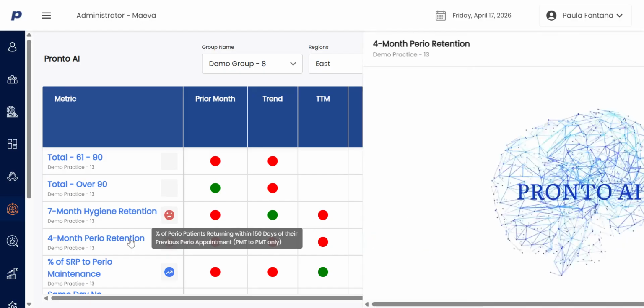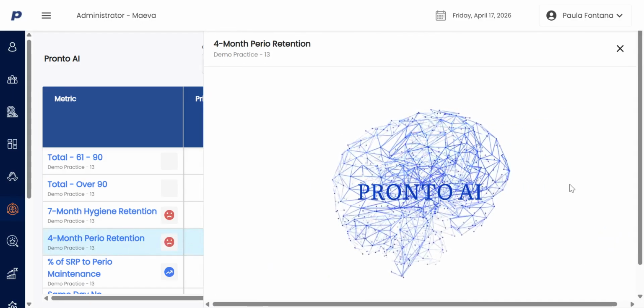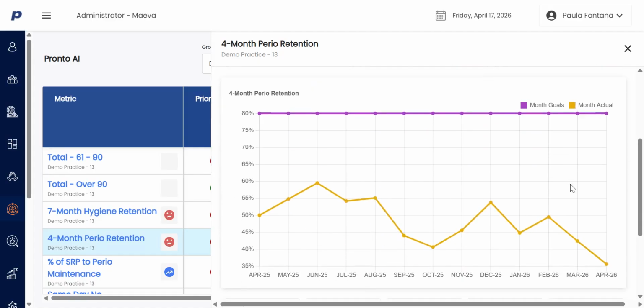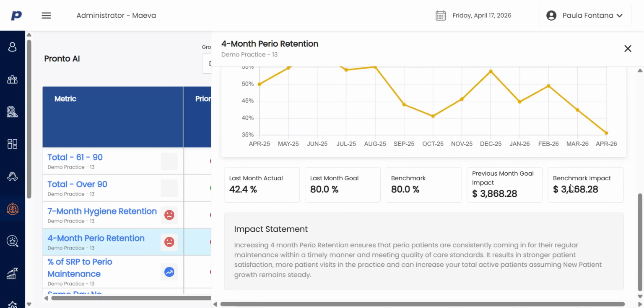If you click through, you're able to see the detail associated with this particular metric. Once again, you're able to look at it over some different time periods: month actual versus goal, year actual versus year goal, the trend, most recent 90 days, and then the current year and trailing 12 months versus prior year. The importance of looking at all of this data is to get a full understanding of what the opportunity here is and what was lost in some situations.